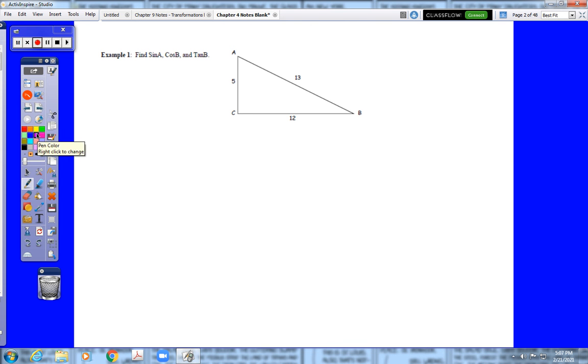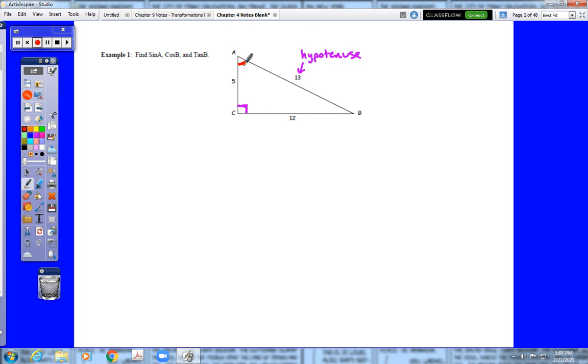So we have to think to ourselves, okay, angle C is our right angle. So which side would be the hypotenuse? Well, if we go opposite the right angle, we find the longest side. So the 13 is our hypotenuse. Every single time, doesn't matter which angle we're working with, A or B, we are always going to use 13 for our hypotenuse. And then the other two sides, well, it all depends on which angle we're working with.